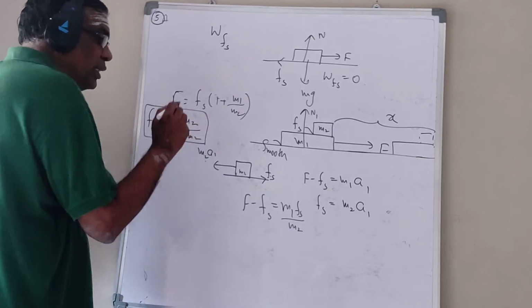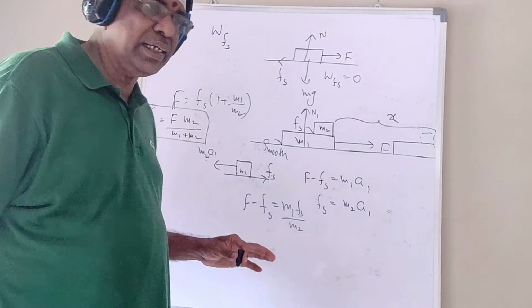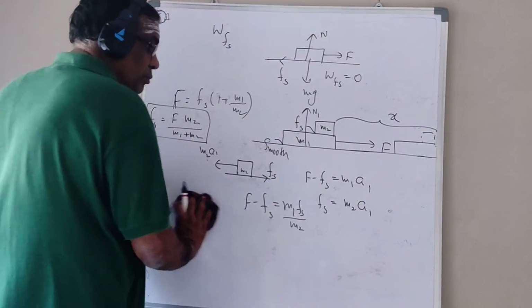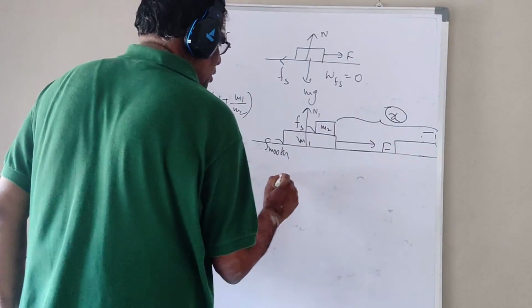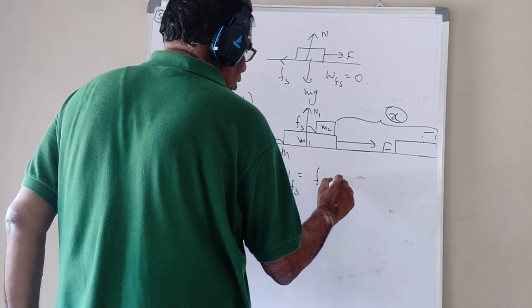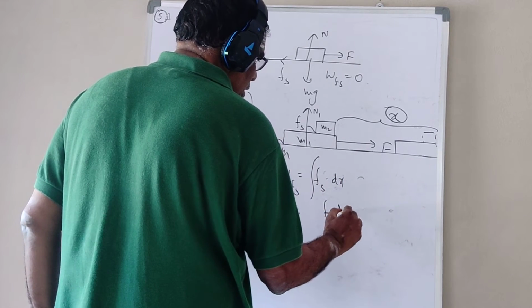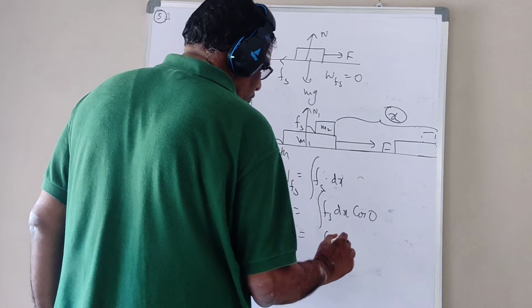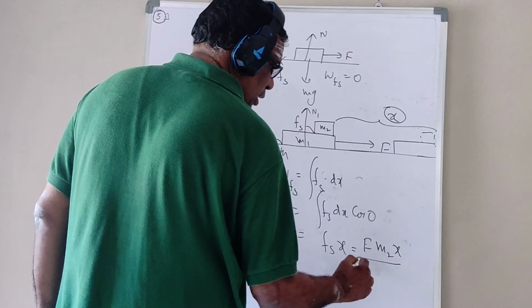This is how you have to get your expression for static frictional force. This is not a standard expression. Every time there is a problem, you have to work it out. Okay? Fine. Now, this frictional force is responsible for this displacement. Work done by static frictional force is Fs dot dx integral, Fs dx cos 0, or Fs is constant, Fs x, Fs is F M2 x by.